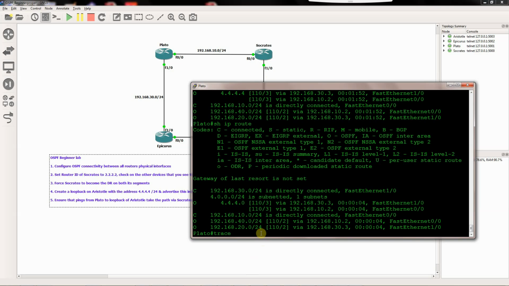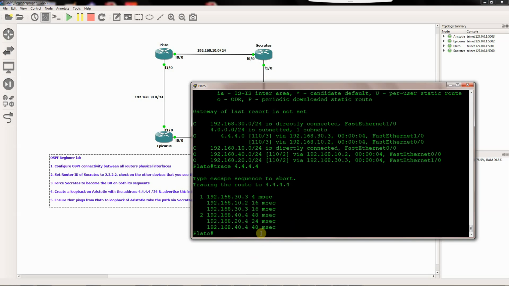Also, if I trace to that address, you can see how it's load balancing between the two. If you have equal cost paths in OSPF, the routing protocol will load balance. So how do we change that then? It's not too difficult at all.